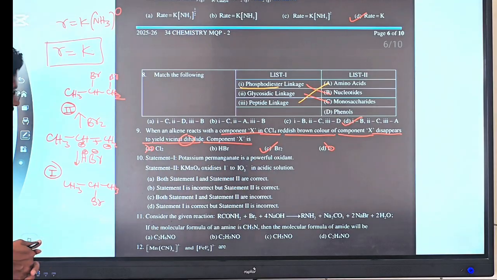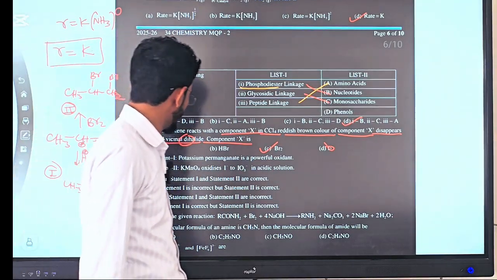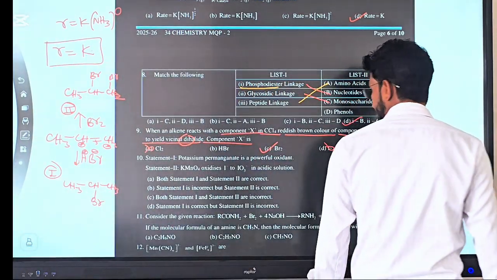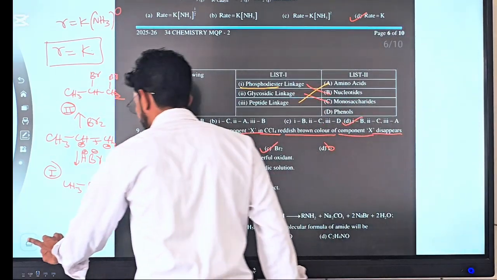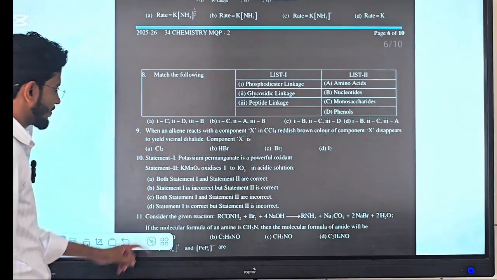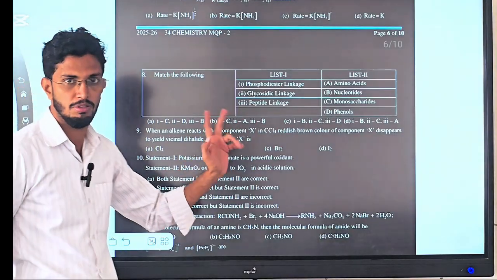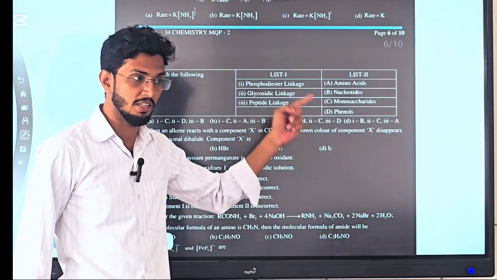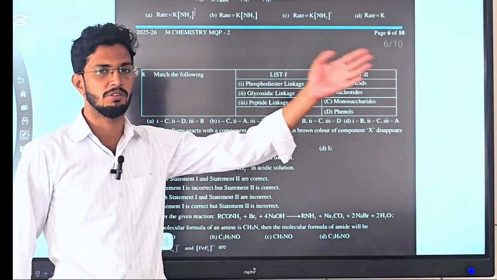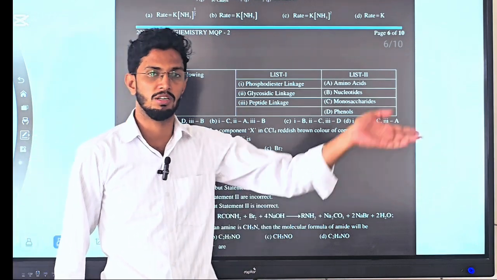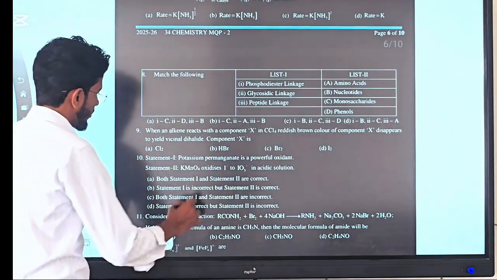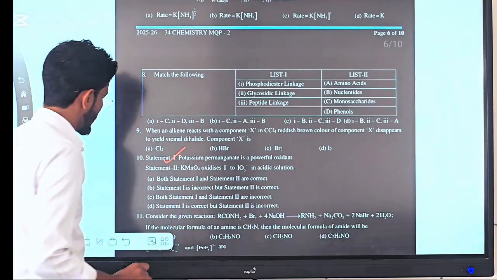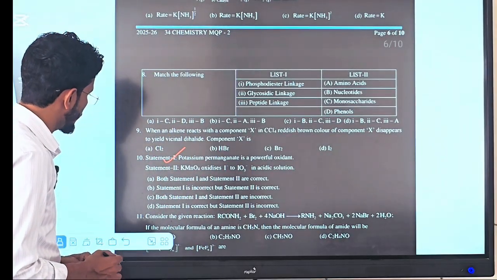Now, in question number 10, the first statement is that potassium permanganate is a powerful oxidant. Is it correct or wrong? Yes, it is correct. Potassium permanganate is a very powerful oxidizing agent. It also reacts with alkene to convert it into alcohol, and even primary alcohol to aldehyde and carboxylic acid. This is a correct statement.